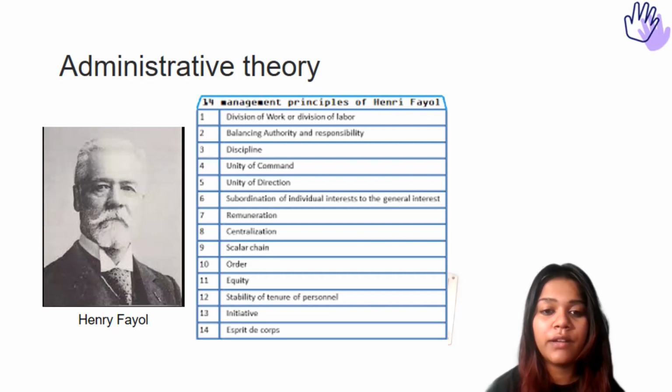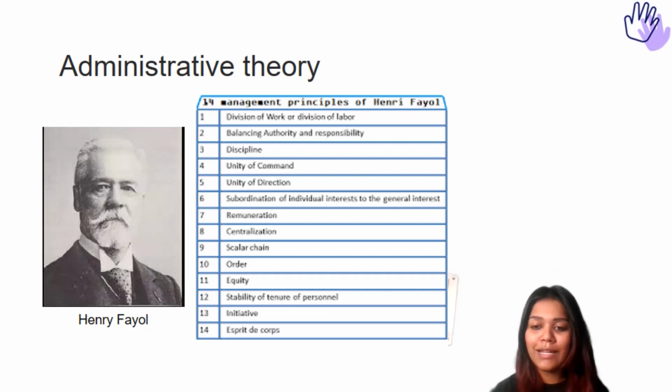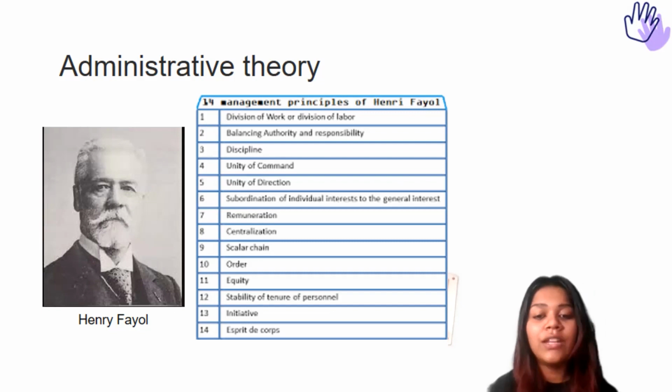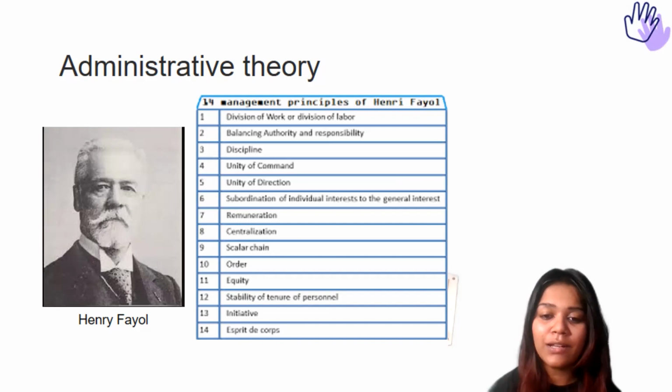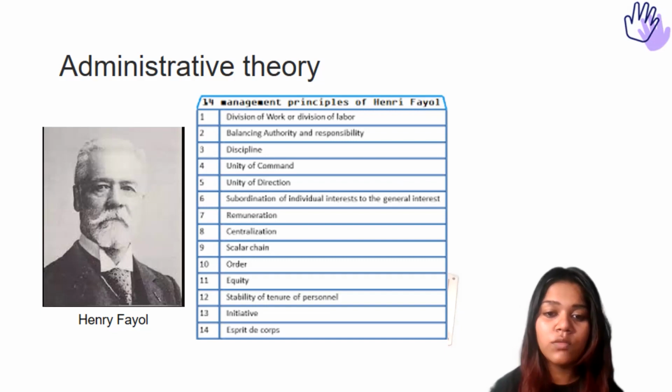Subordination of individual interest to general interest. Individuals as members of organization are bound by the organizational interest. So everyone has their own interest and again they have the organizational interest. And whenever the conflict is between following one's own interest and organizational interest, individual interests should not prevail over that of organization. That is what the subordination of individual interest to general interest says.